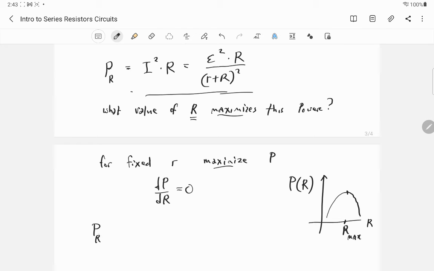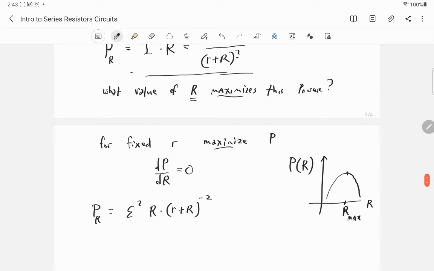So the power used up at that load R is equal to E squared, which is independent of capital R, and then multiplied by R times (r + R) raised to the minus 2, right? So it's to the square on the bottom, but that's the same thing as on the top with a negative 2 exponent. So E squared, the EMF squared, that's constant with respect to R. And so when you take the derivative, it gets skipped. So that's going to just be a constant on the outside.